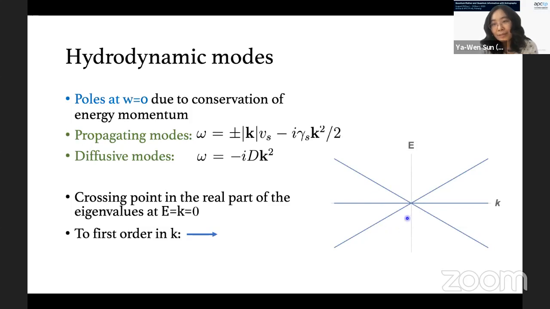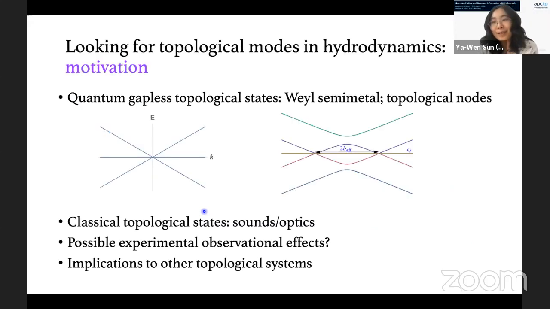We can plot the omega-k spectrum in this way. We see that these four modes cross at omega equals k equals 0. This is because of the energy momentum conservation. So now comes the motivation for our work. This spectrum looks very similar to the spectrum of massless Dirac fermions in a condensed matter system.